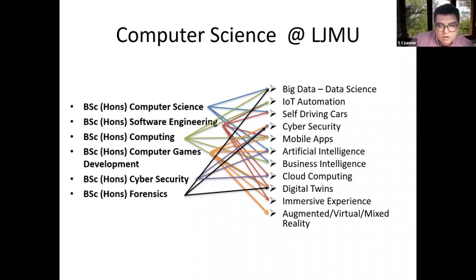When you study computer games development, you will not only learn about immersive experience, augmented and virtual technology, but also about mobile applications, because you can play computer games on mobile devices. But you will also learn about cybersecurity. Why? Because there are multiplayer games and the information goes over the network, over the internet, and it must be safe. Of course, there are 2 very special courses, BSc Cybersecurity and BSc Forensics, where you will learn a lot about cybersecurity and how to make our cyber world more secure. Or in forensics, you will learn how to become a new CSI agent.